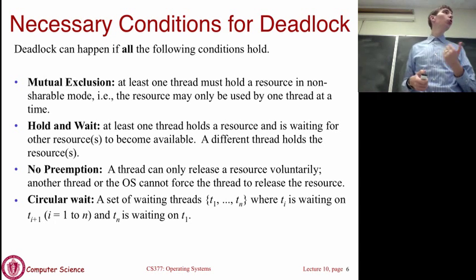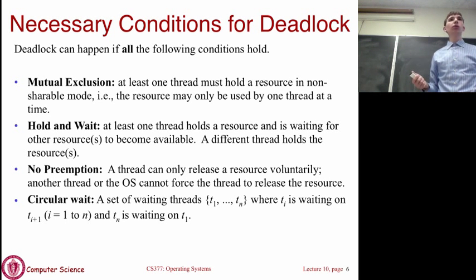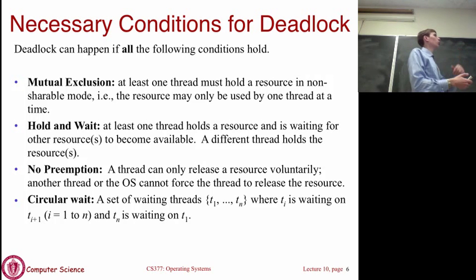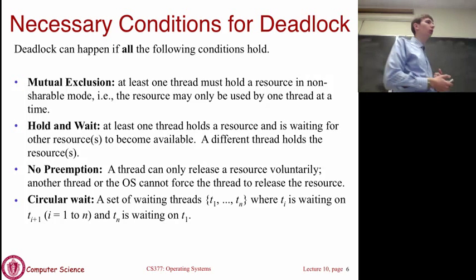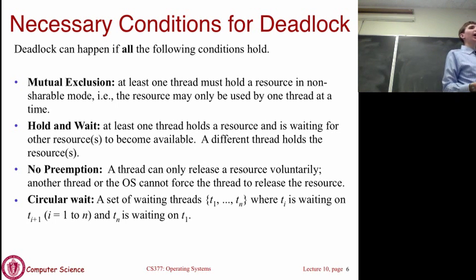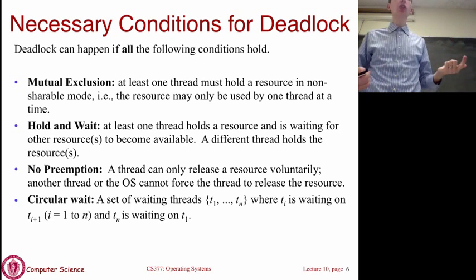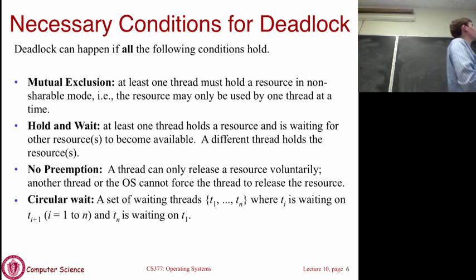The first is mutual exclusion, and we all know what that is. That's where you have a thread that is holding a resource that can't be shared. If you don't have mutual exclusion and resources are all shareable, then clearly you're never going to have a deadlock. The second condition is hold and wait. That's where a thread cannot proceed because it's waiting for some other resource to become available. In that previous simple example, the thread was either waiting on the printer or waiting on the disk while holding either the disk or the printer, respectively.